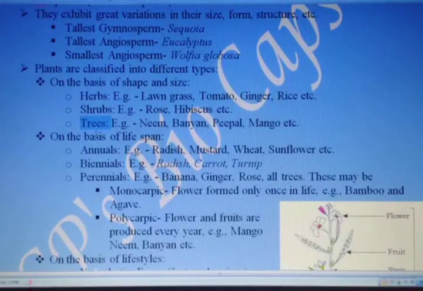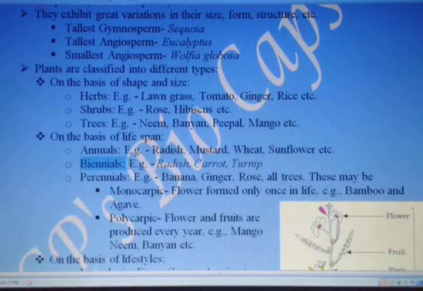Now the second one over here, on the basis of lifespan, as to how many seasons or how many years they are able to live. On that basis, they have been classified into annuals, biennials and perennials. Annual means what? These are able to live for 1 season or 1 year. Examples are radish, mustard, wheat, sunflower, all these crops mainly grown in the agricultural field. Most of them are annuals. Either they complete their life cycle in a season or otherwise a year.